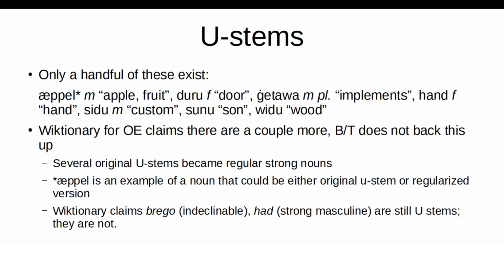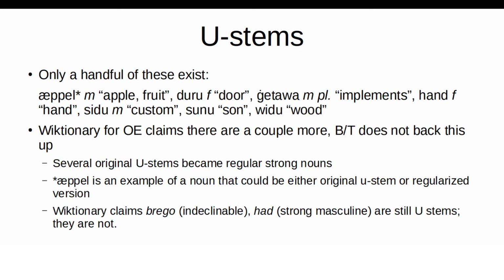The ones that do exist are appel, which can be either a u-stem or a strong masculine noun, and all of these can vary because they're very irregular. It's a very small class: appel, duru, yatawa, which is plural, hond, sidu, sunu, widu. Those mean apple or fruit, door, implements, which is a euphemism for genitalia, so you would say manes yatawa, the people's implements. Hond means hand, sidu means custom, sunu means son, and widu means wood.